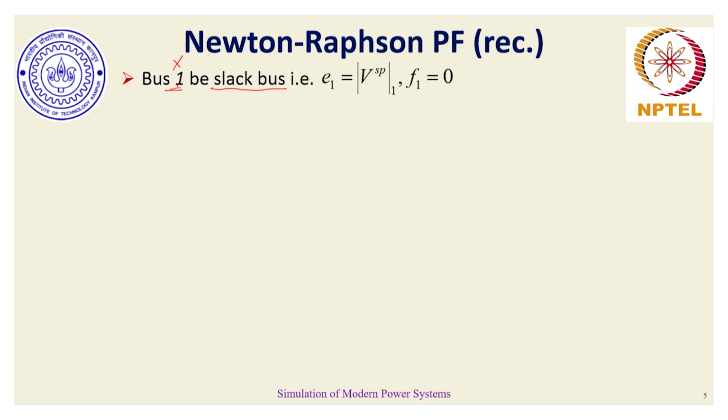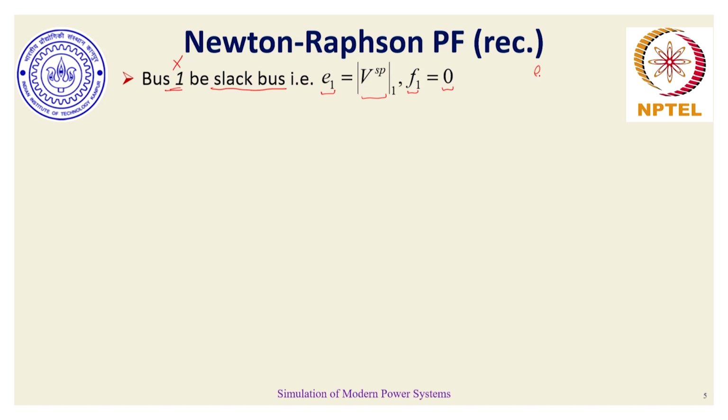Since bus 1 is a slack bus at which the voltage is specified, because it is a bus to which a generator is connected, we can easily define that the real part of voltage would be the same as the specified voltage, because it is convenient to choose the phase angle reference of bus 1 angle to be 0, which results in the corresponding F to be 0.